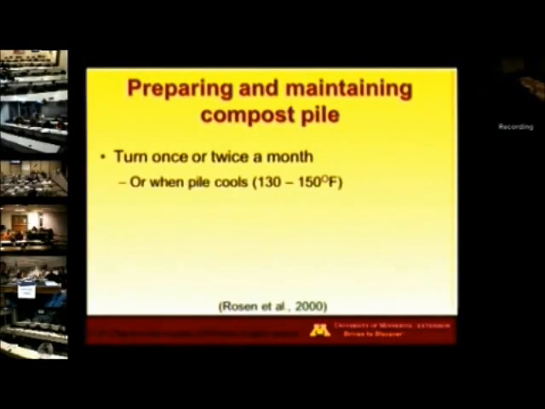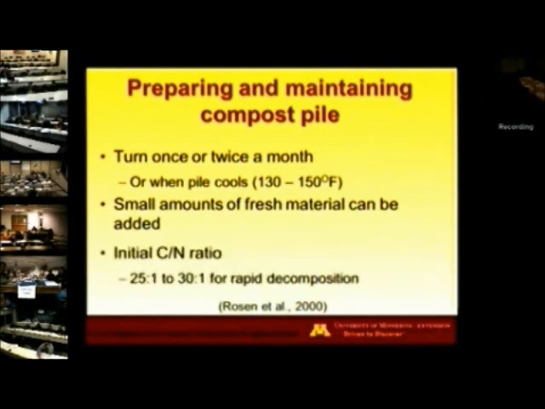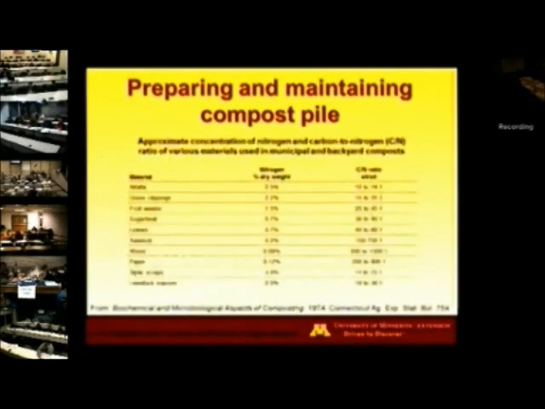And again, turn once or twice a month or whenever your pile cools. And again, the recommended temperature is 130 to 150, so when it cools below 130, it would be time to turn. If you want, during this process, you can certainly add small amounts of fresh material. However, if you have a lot of material, it is recommended to just start a whole new pile. And again, the initial C/N ratio for rapid decomposition should be anywhere from 25 to 30 to 1.